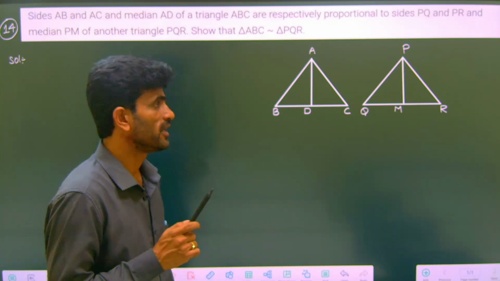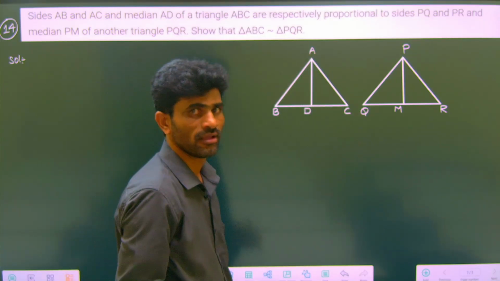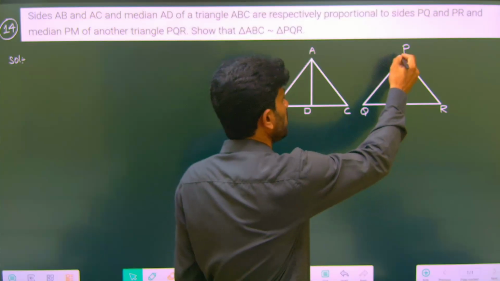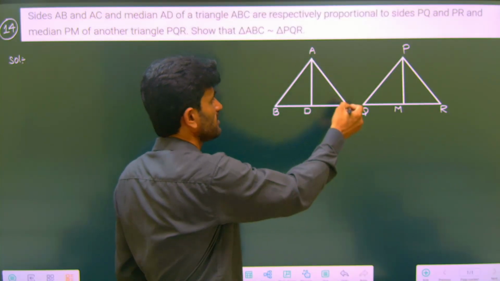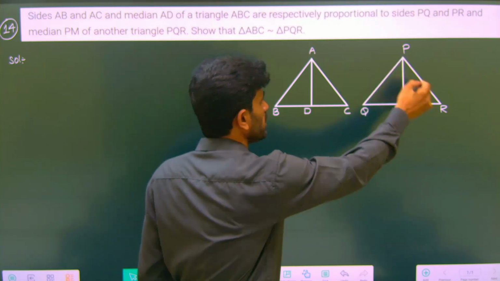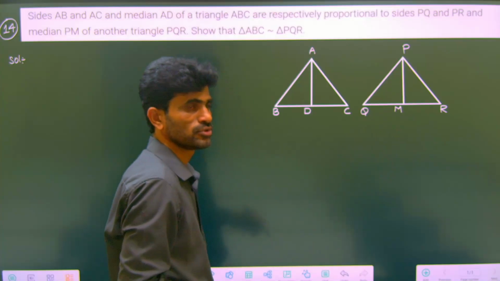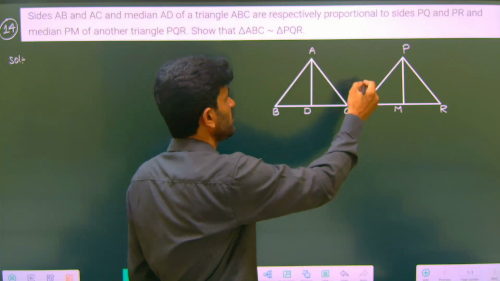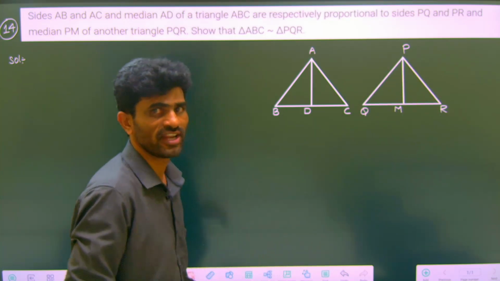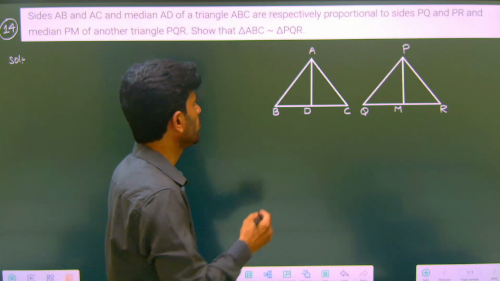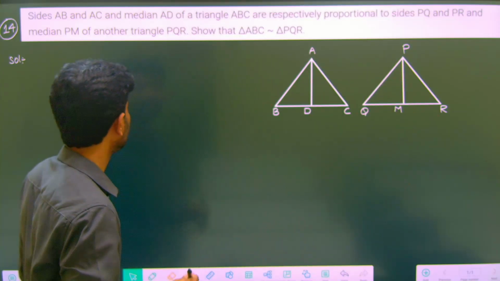In this problem, it is given that sides AB and AC of triangle ABC are proportional to PQ and PR. Not only the sides, but they are also proportional to AD and PM. So AB, AC, AD are proportional to PQ, PR, PM. This is the given information, and we are asked to prove triangle ABC is similar to triangle PQR. Now let us see how to solve it.